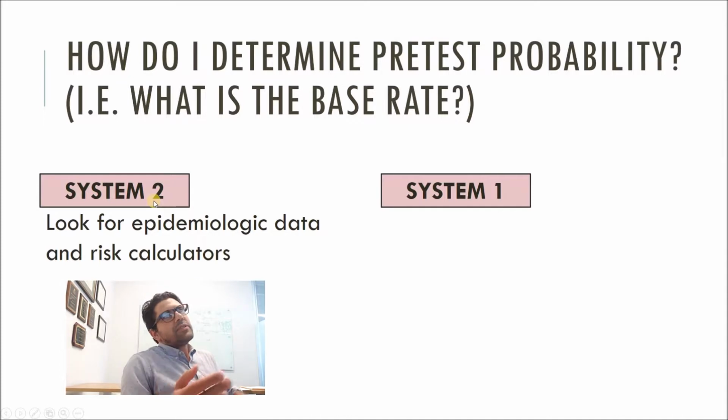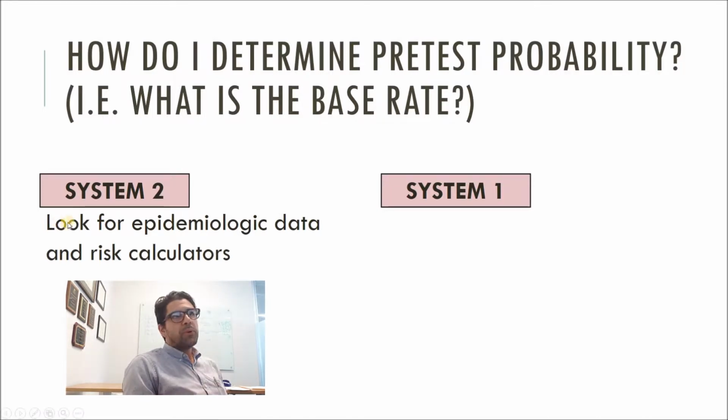So here are some other limitations or other problems with trying to use pure Bayesian reasoning. And this is a question I always get from learners. How do I determine pretest probability? In other words, what's the base rate? Again, base rate errors are a major source of cognitive bias, which we'll see in the next talk. But if I'm trying to determine my pretest probability, it's actually very difficult.